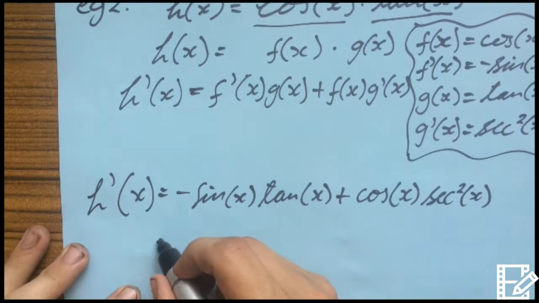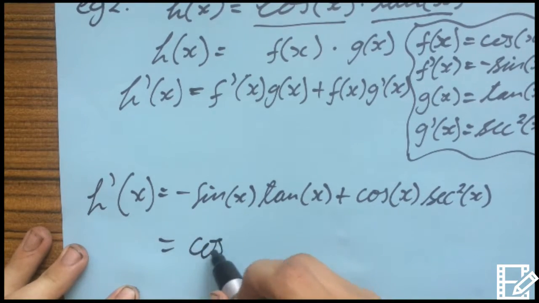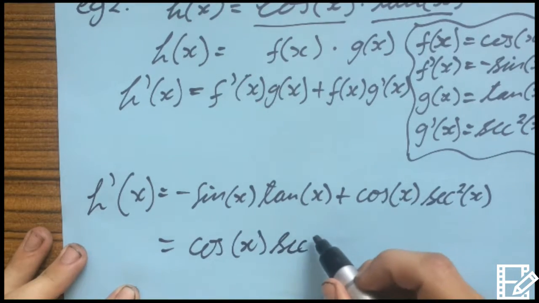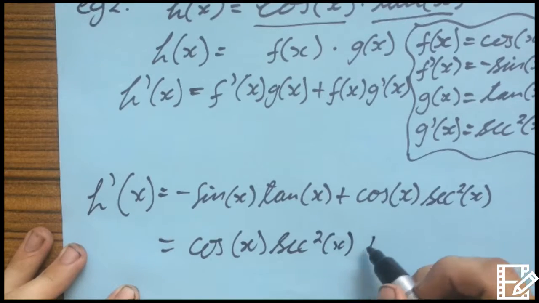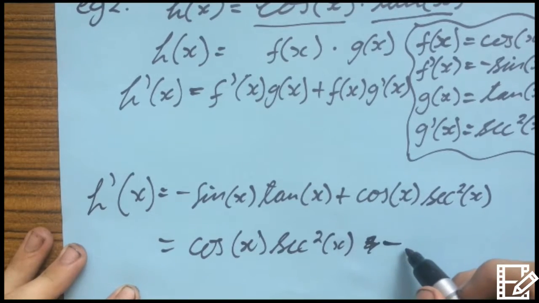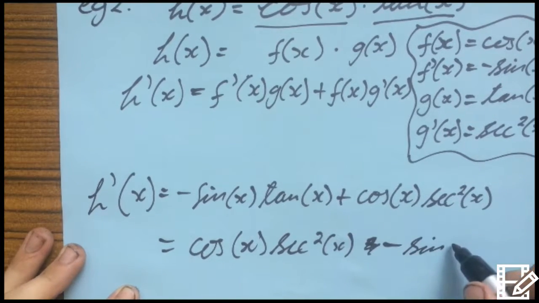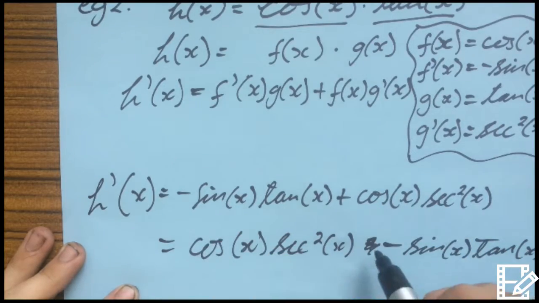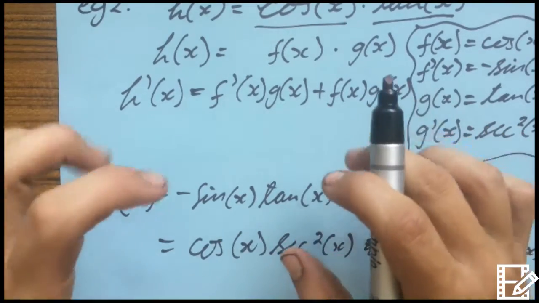So we can rearrange this as cosine x multiplied by sec squared x minus sine x multiplied by tan x. All I did there was just bring this around here because of the negative, to make it look neater.